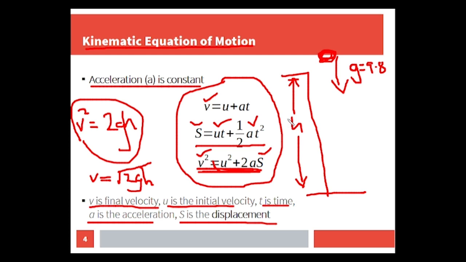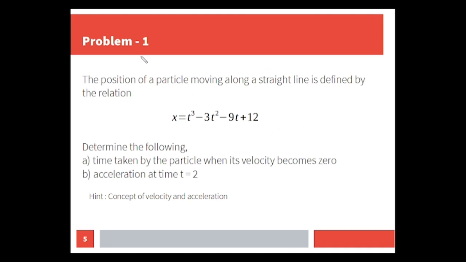Similarly, we can find the time using this equation, or using this equation too. If you already know the velocity at which it reaches the ground, you can use the equations accordingly. So let's move on. Let's discuss a problem. The position of a particle moving along a straight line is defined by the relation s is equal to t cube minus 3t square minus 9t plus 10.